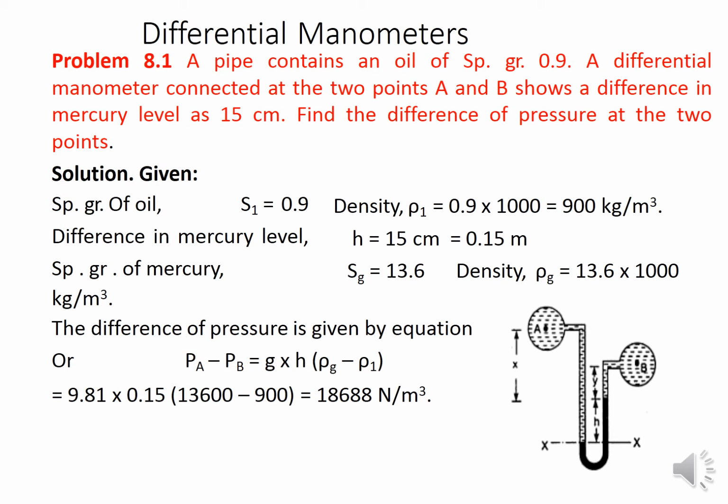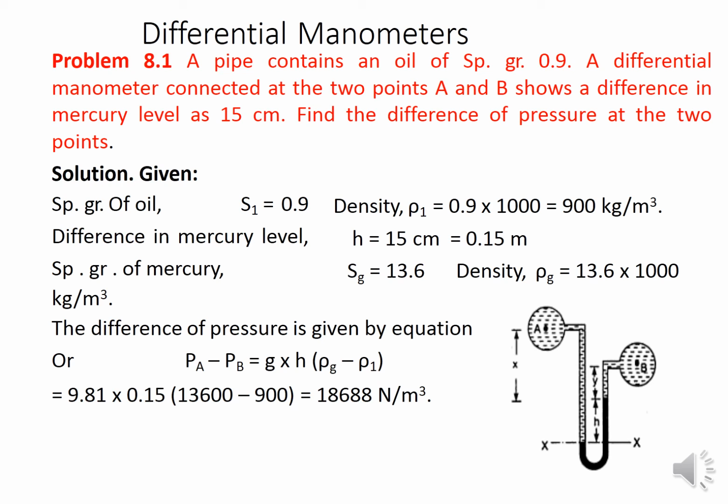So we'll see one problem here. A pipe contains an oil of specific gravity 0.9. A differential manometer is connected to two points A and B, as shown in the figure, and shows a difference in mercury level of 15. So the mercury level H is equal to 15 centimeters. Find the difference of pressures at the two points. So you should find PA minus PB.